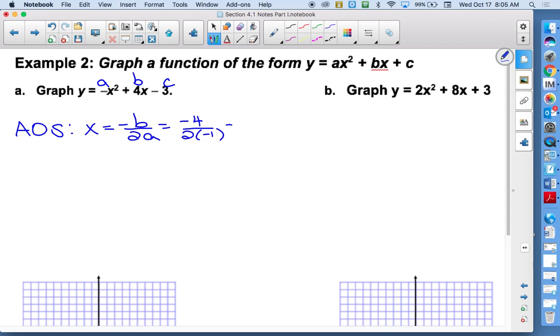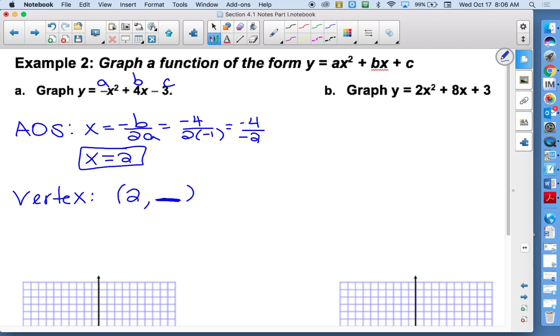And Julia, when we divide this, negative 4 divided by negative 2 gives us 2. So the axis of symmetry is 2. That's the line that cuts the graph in half. The vertex is a point. That point has the x value that you just calculated. But we need to find the matching y value. So whatever you get for the axis of symmetry is the first x value in the vertex.